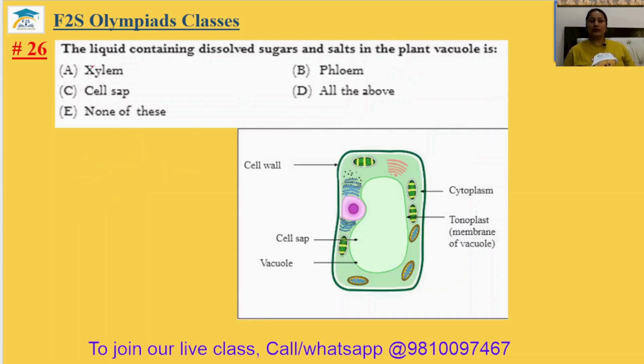Question number 26. The liquid containing dissolved sugar and salts in the plant vacuole is xylem, phloem, cell sap, and all of them. So this is your cell sap which is present inside the vacuole. This is your vacuole. The 26th answer will be option C.